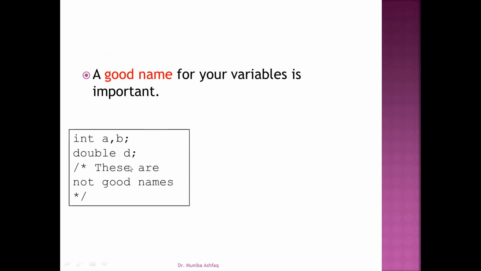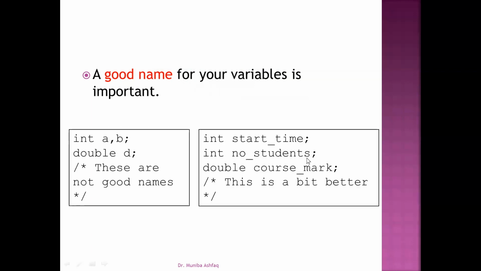This is an example in which we have some variable names like A, B, and D. These are not good names. Why? Because they do not tell us any purpose of declaring such variable names. By looking at these variable names, we cannot understand what is the purpose of these variables. On the other hand, if we talk about this example, here the variable names are start time, number students, course mark. By looking at these variable names, we can understand the purpose of these variables.